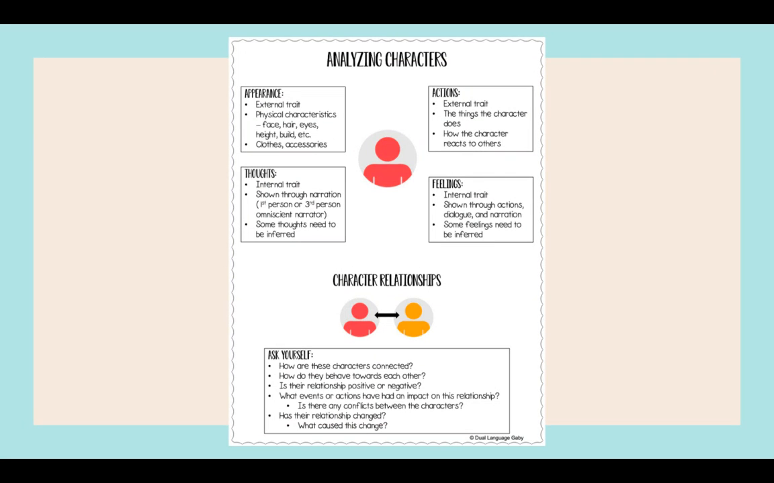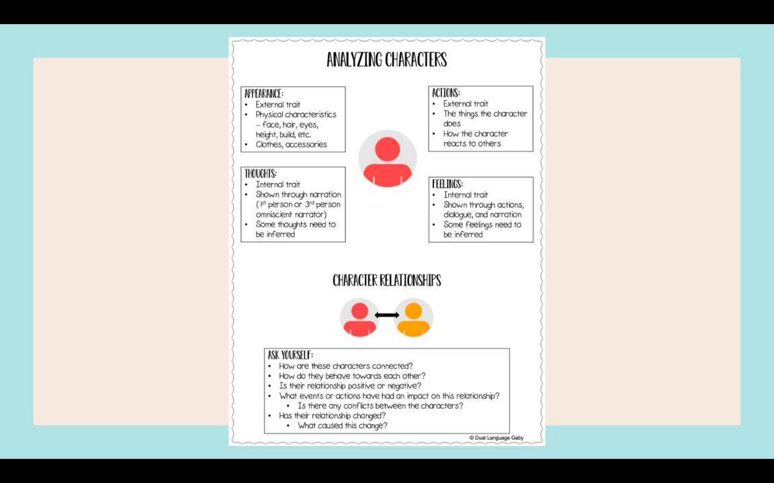So it's important that whenever we're reading a text that has characters, we're thinking about the character as a whole in depth, right? Everything that the author tells you about a character is going to be important to the story. So if they told you their appearance, think about why. If they told you their inner thoughts, why? If they told you their feelings, why? The way that the author describes the actions, what does that tell you about them?